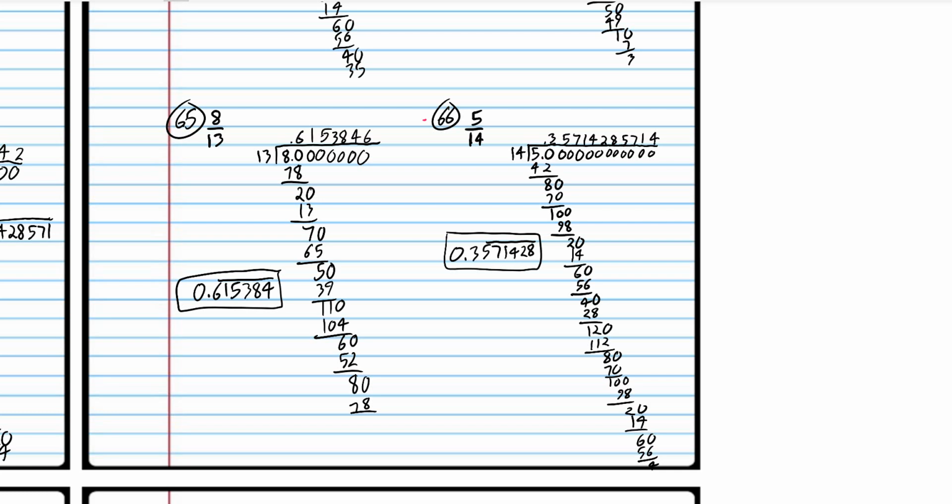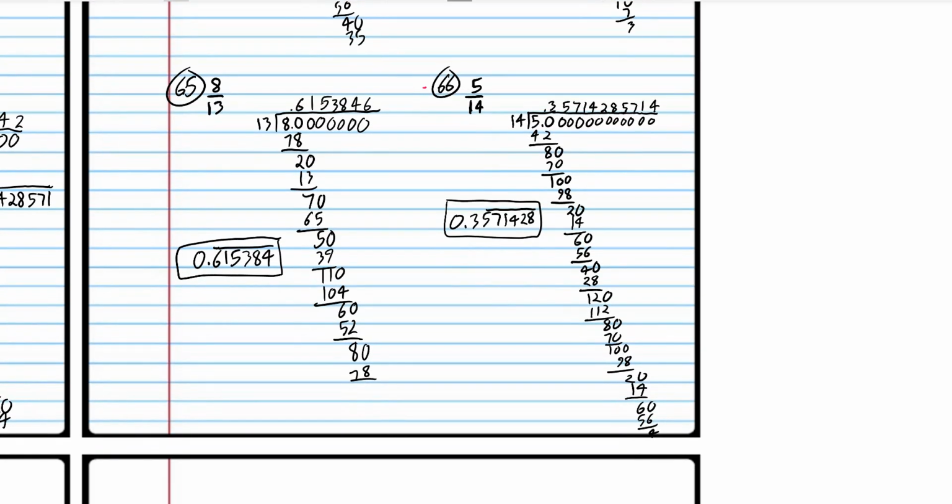So for number 65, you should get 0.615384 barred. Make sure the bar is over everything. And number 66, something different happened. We have a 0.3, but that 3 did not repeat. But all the other numbers did repeat. So put the bar over the other numbers. We see it's 571428 and then 571428. So put the bar over 571428.